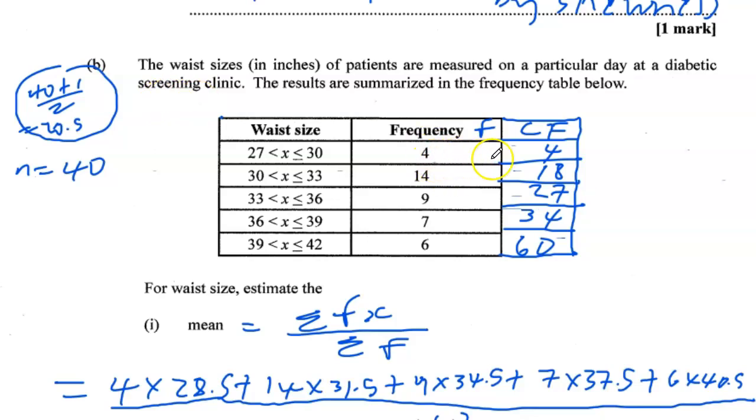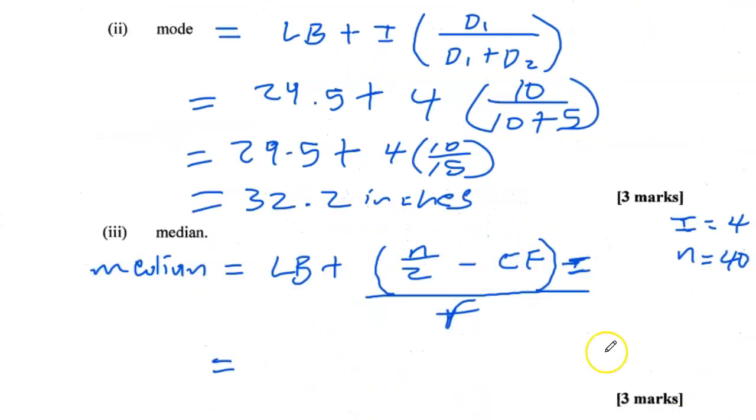So notice, for this row you have 4 patients, another 14, that's 18 patients, and then 27. So the median will be somewhere in this row, somewhere between 33 and 36. So the median row is this row. The lower boundary here is found by subtracting 0.5 from the lower limit, so the lower boundary there is 32.5. So in the formula, the lower boundary is 32.5.